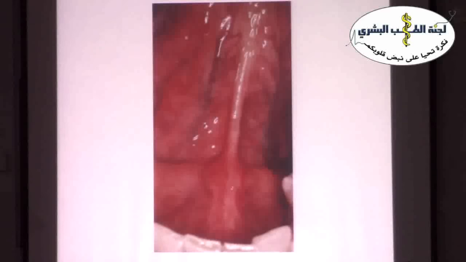Now we go below, to the under surface of the tongue, the ventral surface. You will see that the ventral surface is made of a very thin, very smooth, very transparent mucous membrane. And you can easily distinguish the deep lingual vein and the deep lingual artery, which are supplying the tongue. Very easily you can see them through this mucous membrane.